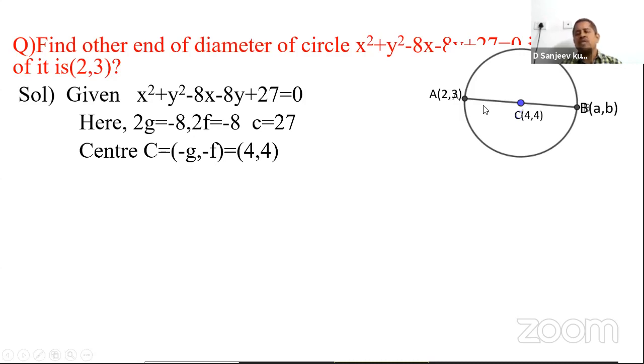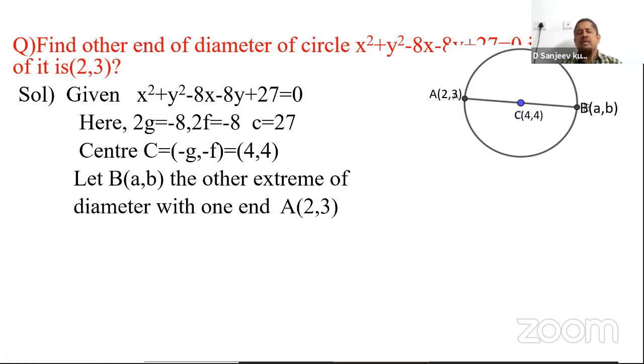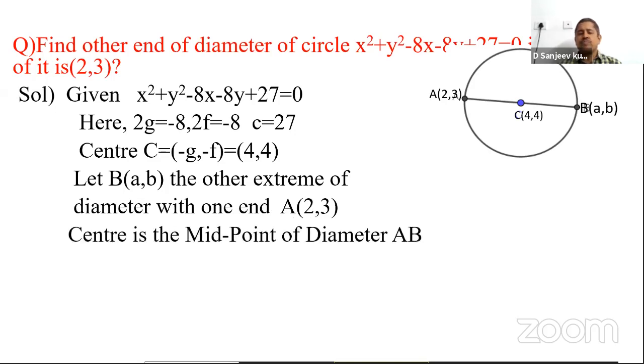Now, you see that this is a diameter. And where exactly does the center lie in the diameter? B is the other extreme of the diameter, with one end A as (2, 3). Then what is the center? The center is always the midpoint of the diameter AB. So how do we find the midpoint?